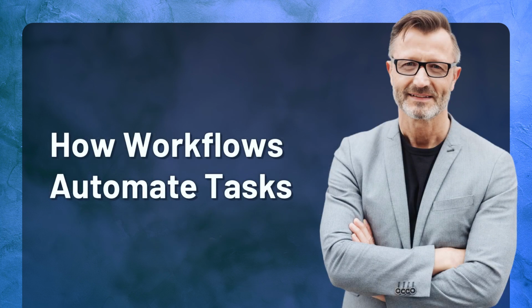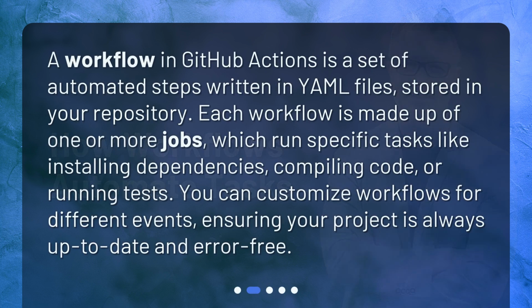How workflows automate tasks. A workflow in GitHub Actions is a set of automated steps written in YAML files stored in your repository. Each workflow is made up of one or more jobs, which run specific tasks like installing dependencies, compiling code, or running tests. You can customize workflows for different events, ensuring your project is always up to date and error-free.